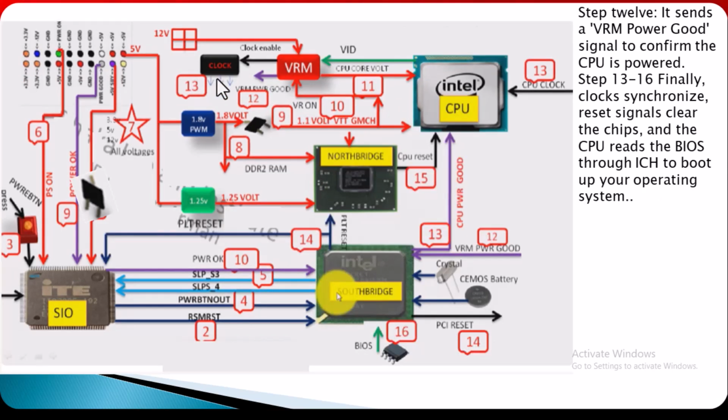The VRM power good signal confirms the CPU is powered. Finally, the clock synchronizer sends signals to the chips, and the CPU reads the BIOS through the ICH to boot up your operating system. This is the BIOS, which means basic input-output system.